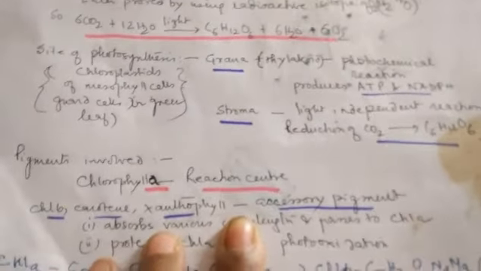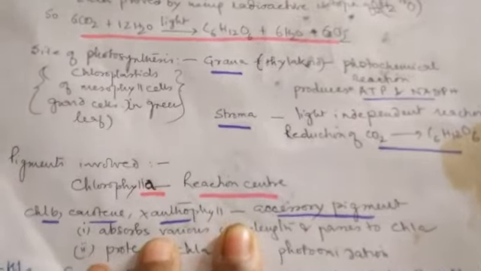Hello students, today we will discuss various pigments associated with photosynthesis, the location where photosynthesis occurs, as well as the spectral quality responsible for photosynthesis. Now, at first we will find out where photosynthesis occurs, the location.